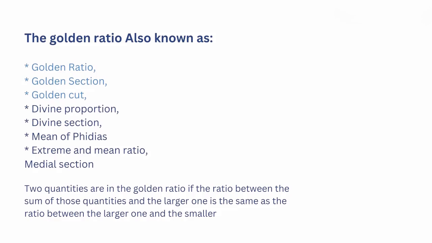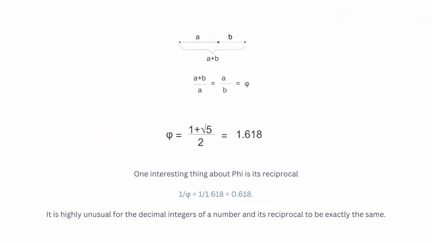Two quantities are in the golden ratio if the ratio between the sum of those quantities and the larger one is the same as the ratio between the larger one and the smaller. Now focus on the written equation. One interesting thing about phi is its reciprocal. 1/phi equals 1 divided by 1.618, which is equal to 0.618. It is highly unusual for the decimal digits of a number and its reciprocal to be exactly the same.